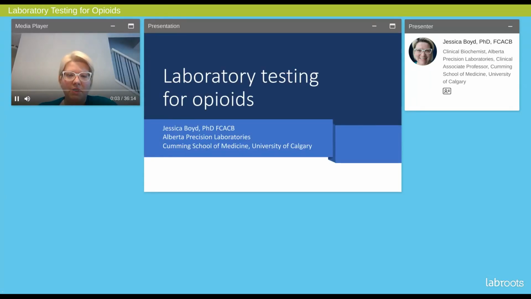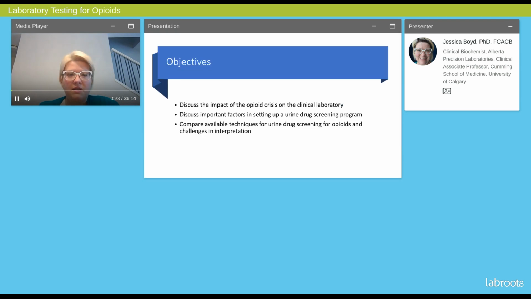I am a clinical biochemist at Alberta Precision Laboratories in Calgary, and I'm also a clinical associate professor at the Cumming School of Medicine at the University of Calgary. Today, I'm going to be giving a presentation on laboratory testing for opioids with some discussion on interpretation and different technologies, and then how we can use some data mining techniques to help customize panels for clinics in your area.